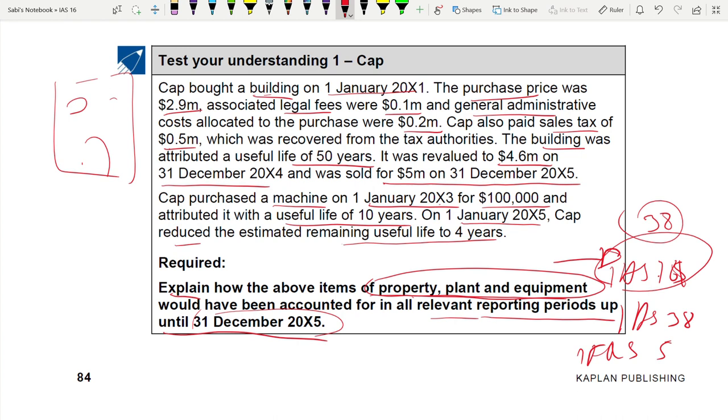So now, you can write this answer in any order. Either you can deal with the machine first, or you can deal with the building first. Any order is fine, as long as you are correct. So let's start with the building.